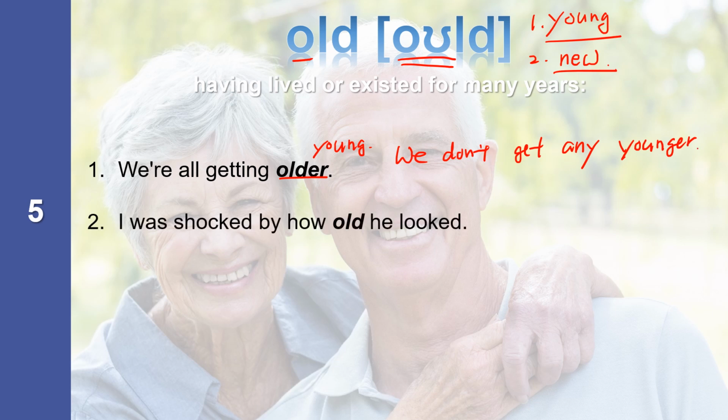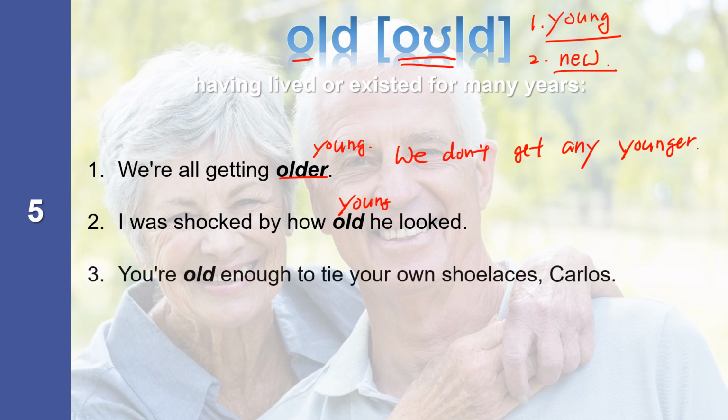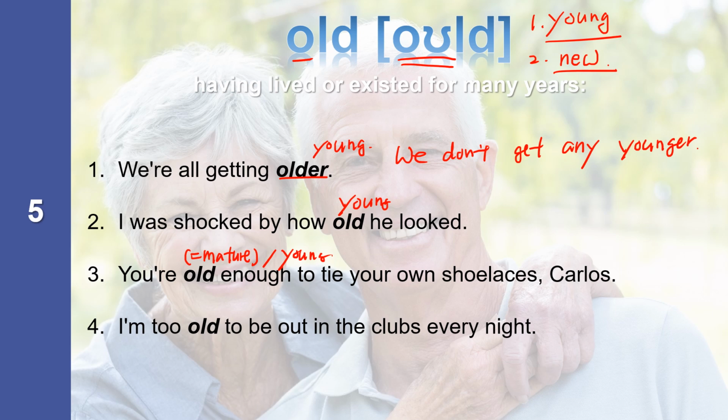Number 2, I was shocked by how old he looked. So this opposite is going to be young. And number 3, you're old enough to tie your own shoelaces, Carlos. So this old means mature, and then can be the opposite of young. Number 4, I am too old to be out in the clubs every night. So the opposite again, young.